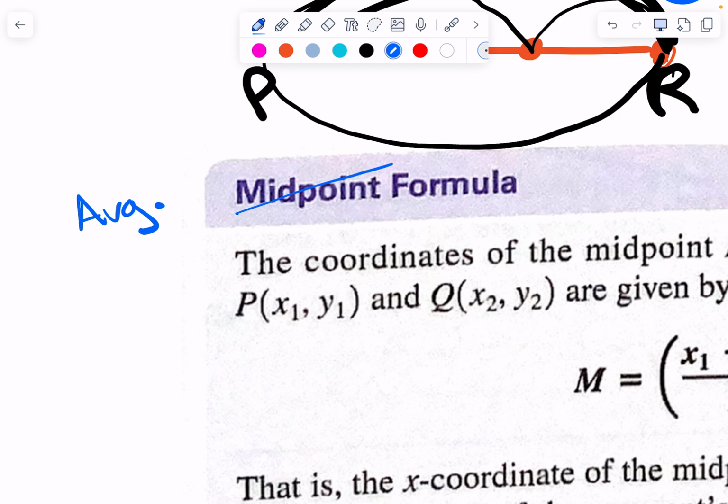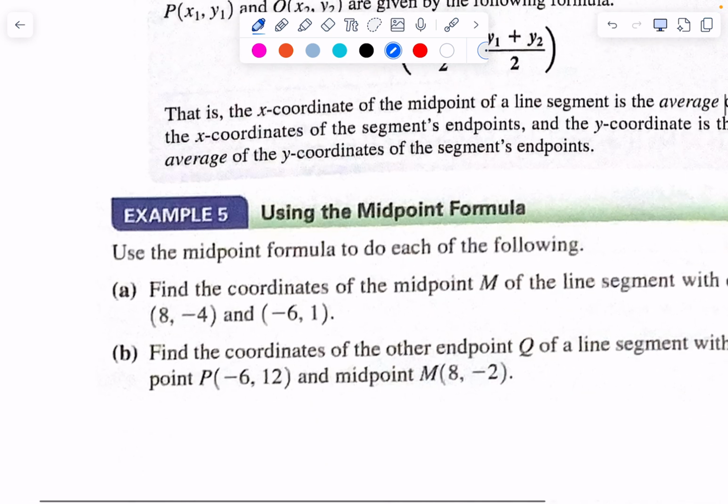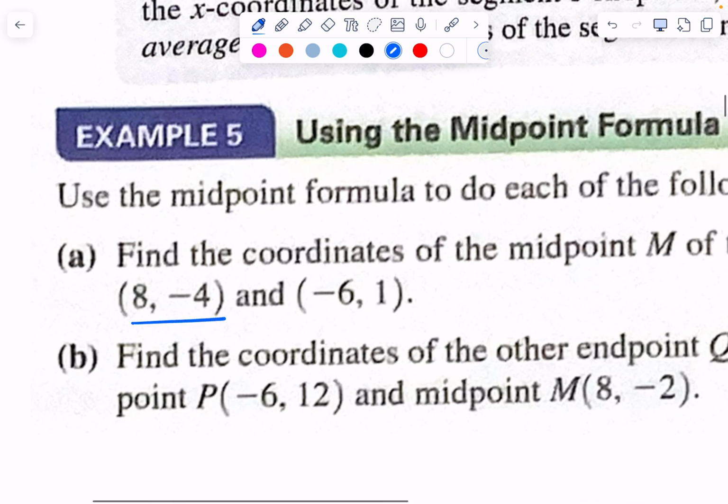Average, okay? How do you average things? Add and divide by 2. So, if I'm trying to find the midpoint between these two points, the x's, I'm going to add the x's together. Okay, now, here's the tricky part.